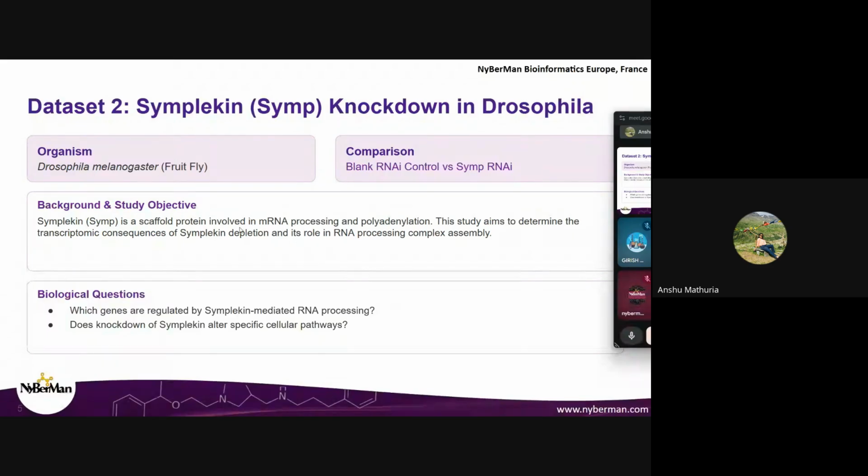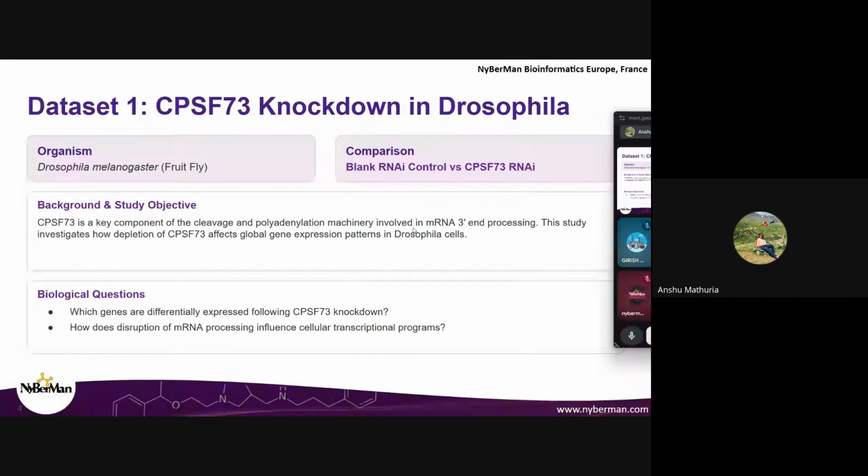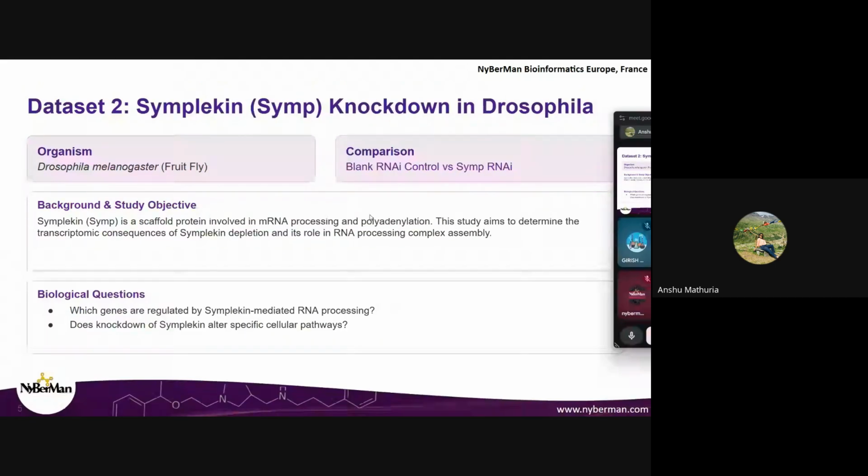This data set also uses Drosophila melanogaster. The comparison here is between the blank RNAi, that is the control, versus the SIMP RNAi, that is the simplicin knockdown. So what is simplicin? Simplicin is a scaffold protein that is involved in RNA processing and polyadenylation. Before, it was involved in the polyadenylation machinery in mRNA 3' end processing. Here it is involved in mRNA processing and polyadenylation.